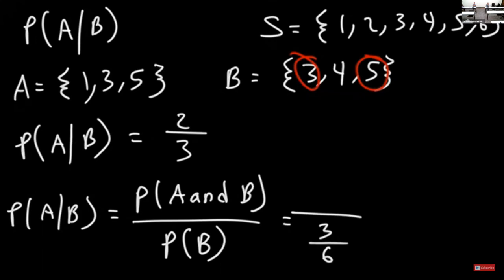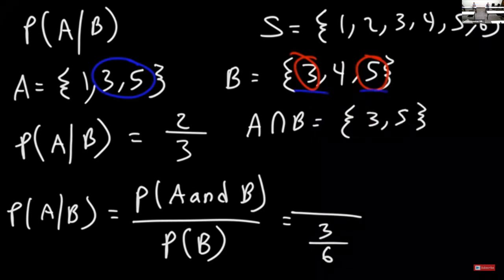Now, what about the probability of events A and B occurring? Well, let's write the sample space for A and B. So this is the intersection of A and B. And we know that the numbers 3 and 5 correspond to A and B.